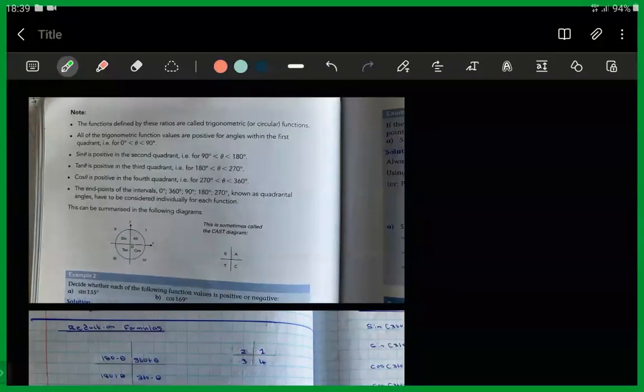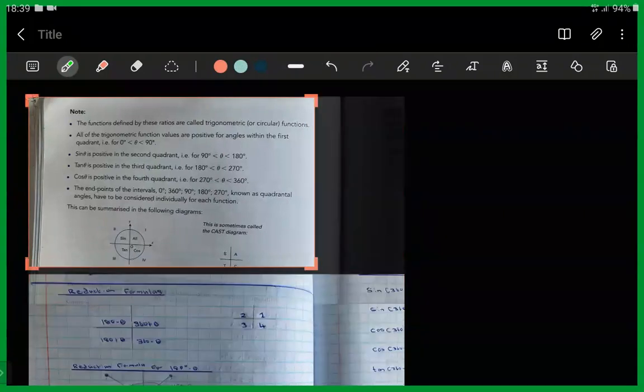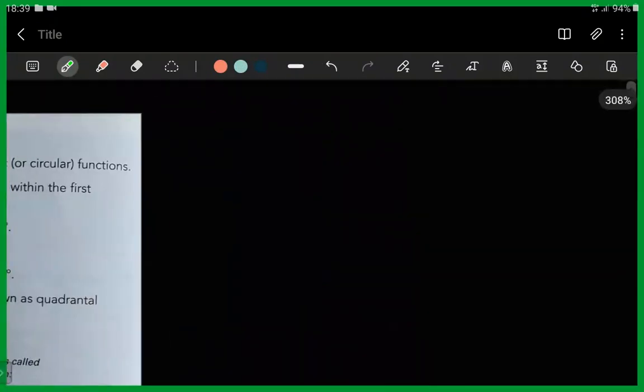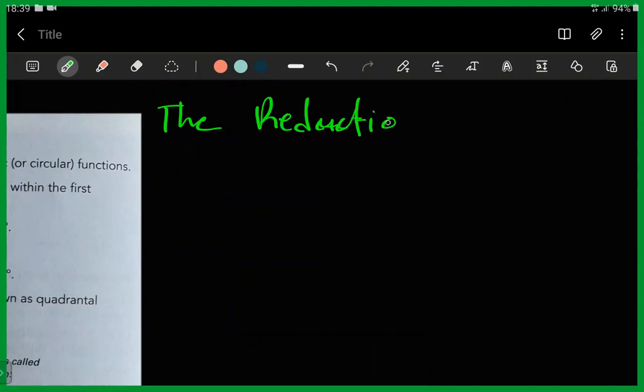I think you're mainly referring to the reduction formula, like 180 plus, 180 minus, all that stuff, right? Yeah. So that kind of work falls under the reduction formula. Actually, you see, the reduction formula.